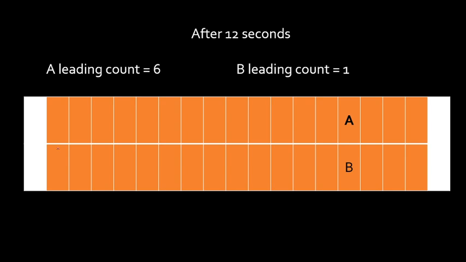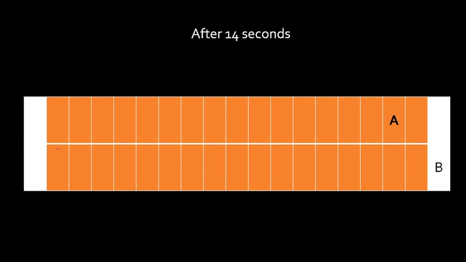Let us monitor after 14 seconds. Look at this. What happens after 14 seconds? B reaches the final line. This is what happened in the previous scenario also. B reaches the final line. Notice the leading count. Now, which person is leading? Is A leading or B leading? B is leading the race. Yes, since B is leading the race, the leading count of A will be 6 only, but the leading count of B will be incremented to 2. Okay, we have the leading count of A and we have the leading count of B.